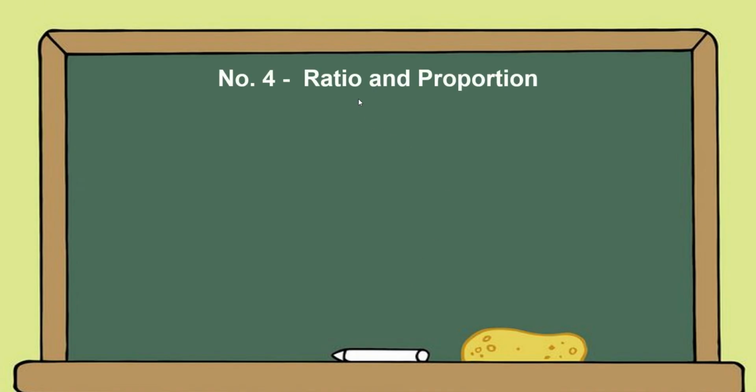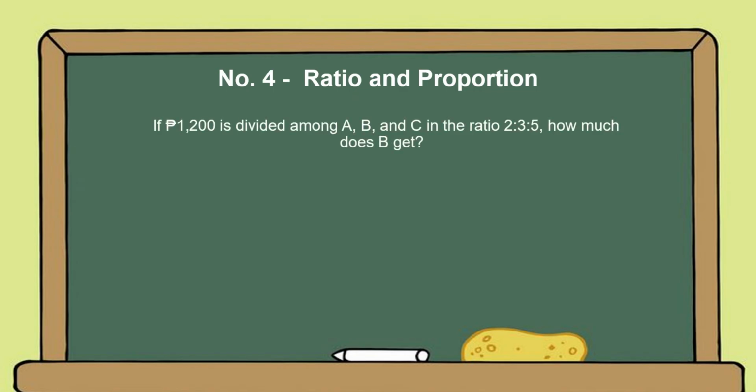Next, question number 4, ratio and proportion. A ratio and proportion math problem is a word problem that involves comparing two quantities or two sets of quantities. Here is an example of this type of question.